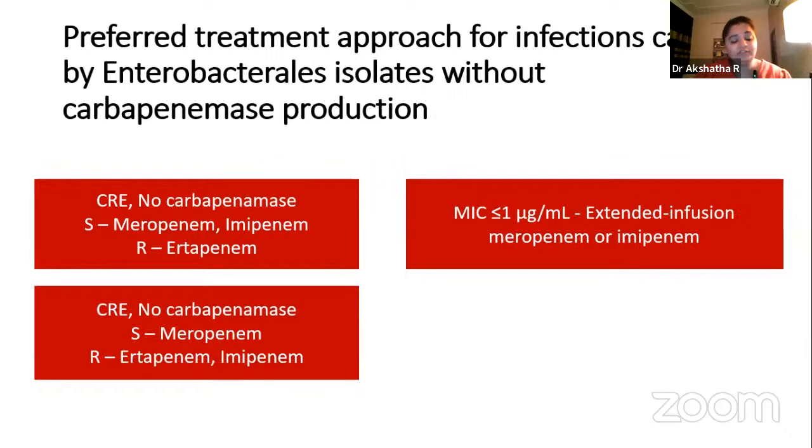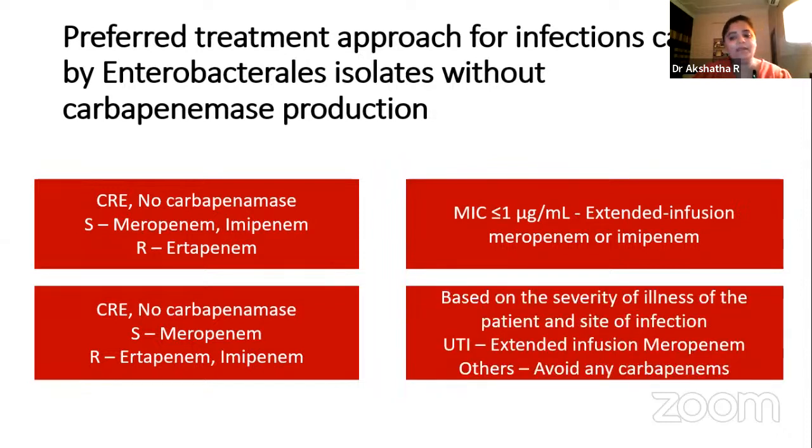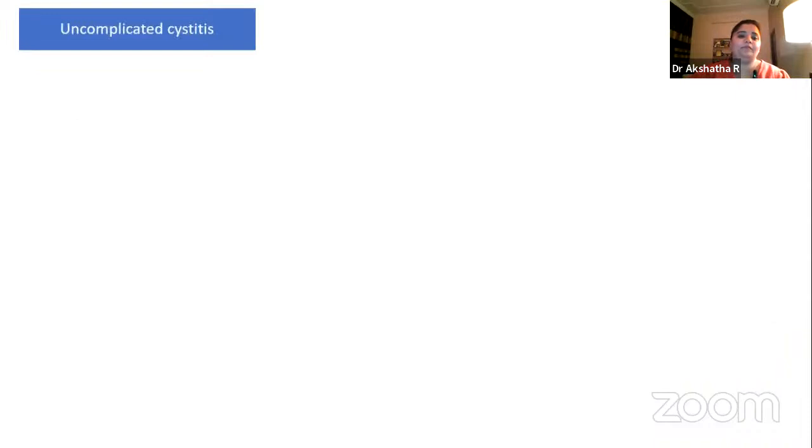Next situation, we have CRE, no carbapenemase production, susceptible to meropenem, but resistant to ertapenem and imipenem. In this situation, depending upon the severity and the site of infection, if it is UTI, you can go for extended infusion meropenem. But in other infections like intra-abdominal infection or bloodstream infection, avoid any carbapenems.